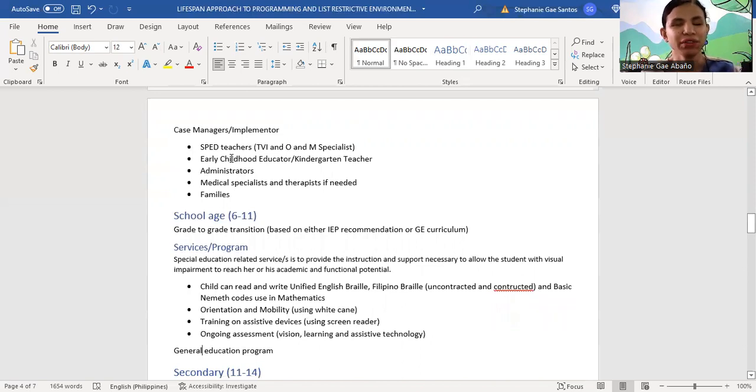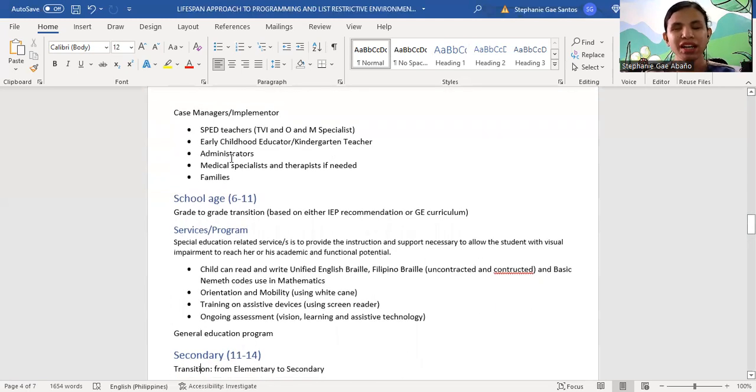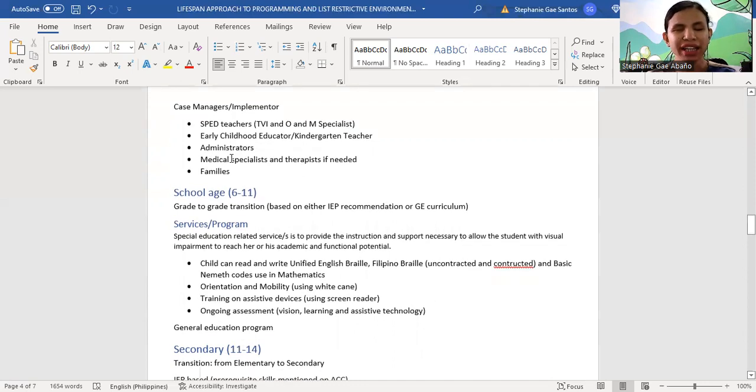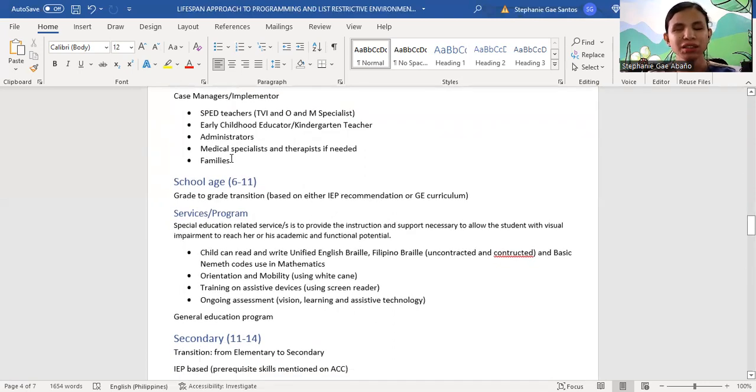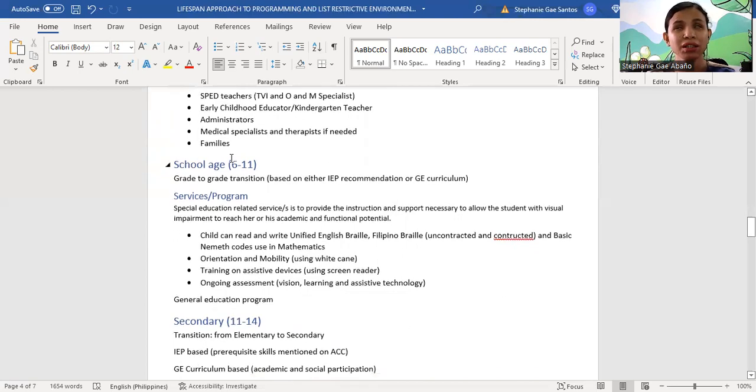After that, we have the secondary stage, from ages 11 to 14 years old. We have the transition from elementary to secondary, still IEP based, with prerequisite skills mentioned in the ECC or ACC. And we have the general education curriculum or program, with promotion based on academic performance and social participation.